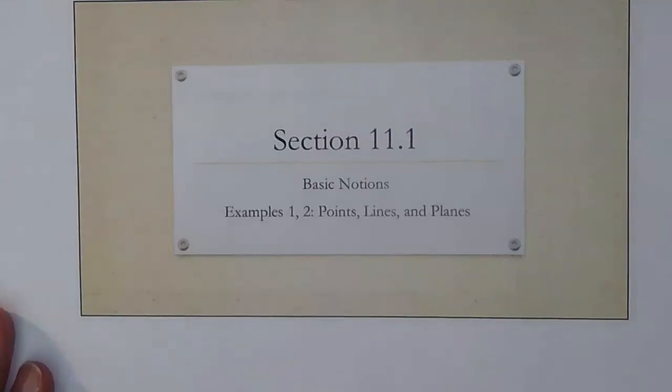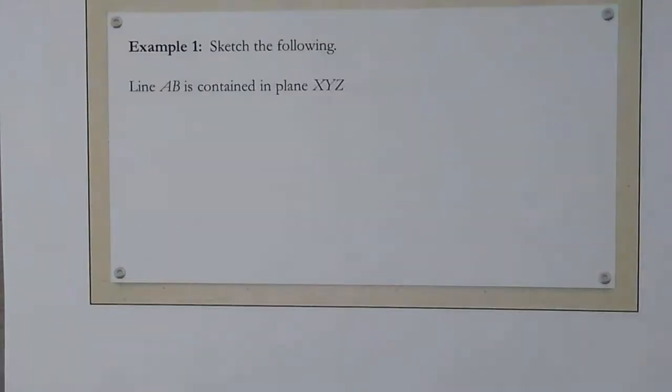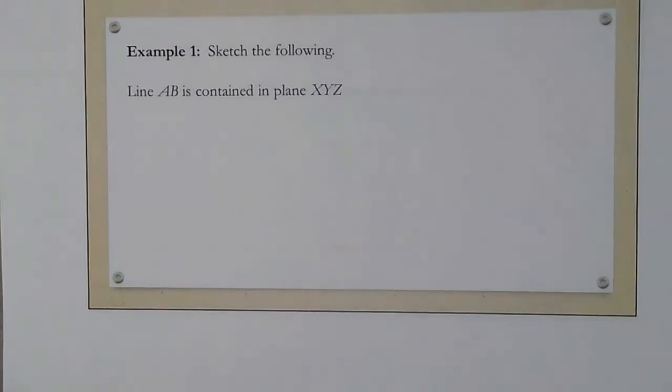Now, let's look at some examples of some basic notations with points, lines, and planes. So the first one is we want to sketch the following. A line AB is contained in plane XYZ.